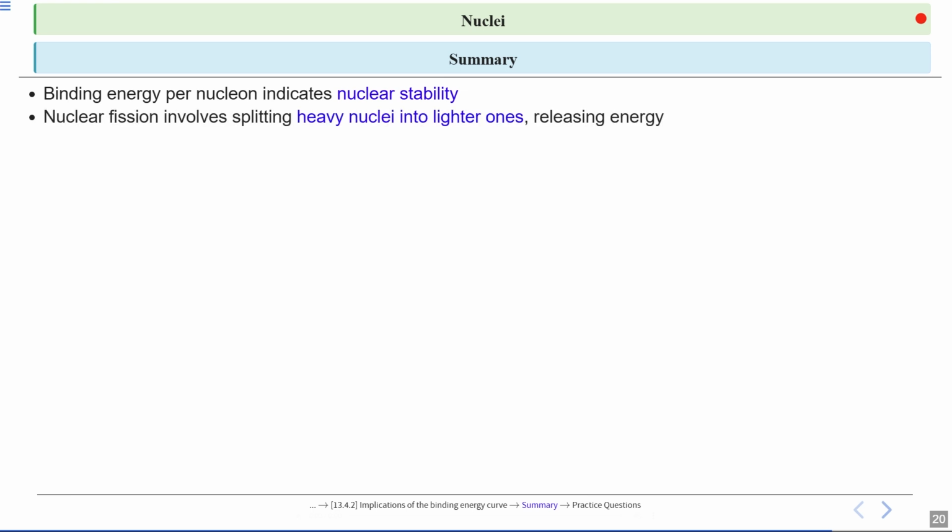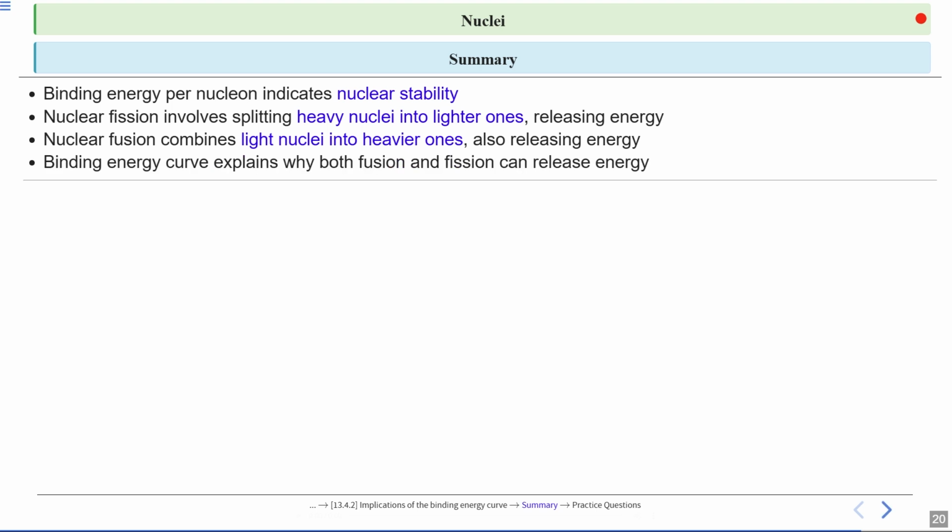Nuclear fission involves splitting heavy nuclei into lighter ones, releasing energy. Nuclear fusion combines lighter nuclei into heavy ones, also releasing energy, and the energy released in nuclear fusion is much greater than the energy released in nuclear fission. The binding energy curve explains why both fusion and fission can release energy.